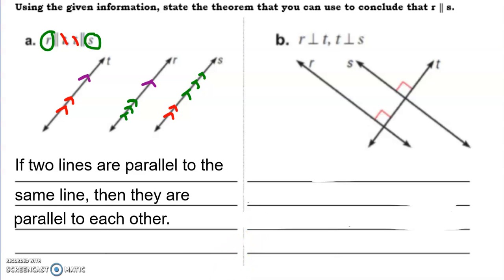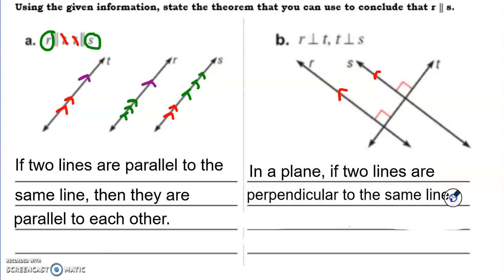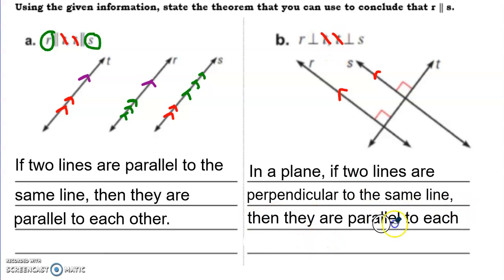And the next one says that if R is perpendicular to T, which is marked here, and if T is perpendicular to S, then we can conclude that R is parallel to S by theorem 3.12. So again, in a plane, if two lines are perpendicular to the same line, so they were both perpendicular to line T, then we know that they are parallel to each other. So R is parallel to line S.